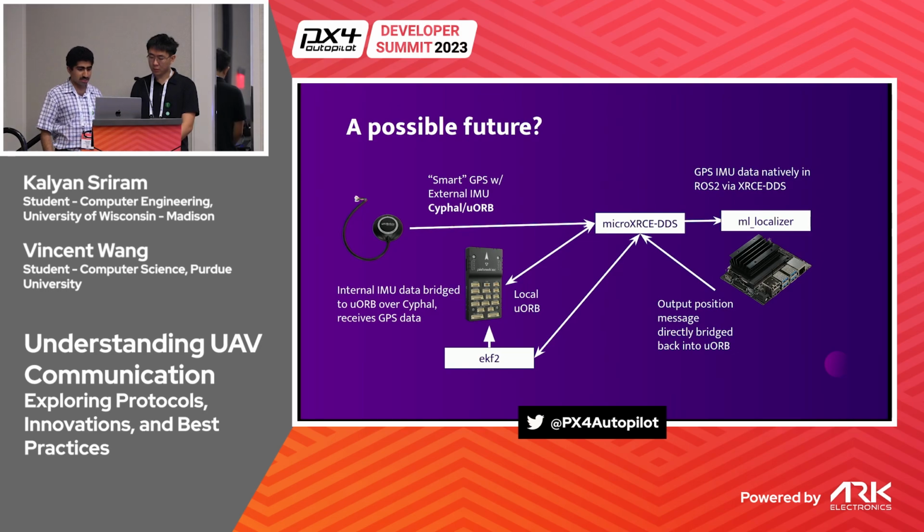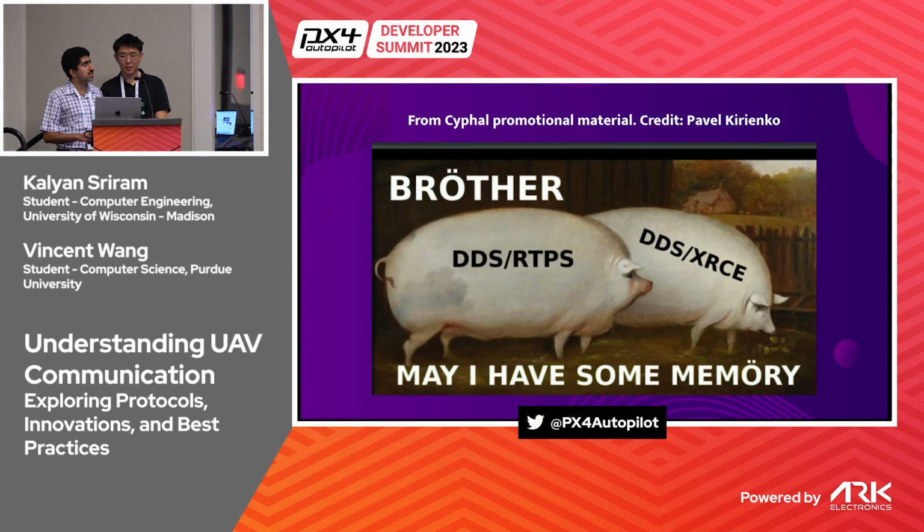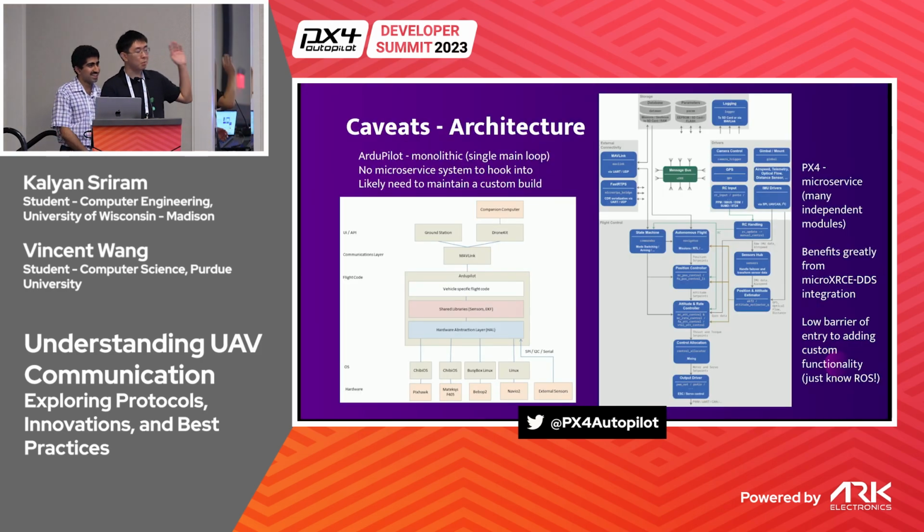MicroXRC DDS is technically capable of running over CAN, but other protocols like Cyphal are probably more tailored to this use case. And as it stands, XRC DDS still requires more resources than a traditional DroneCAN or Cyphal node. Here's a funny graphic from the Cyphal team that illustrates that point. So while this one network approach sounds great, this does come with some caveats, right?